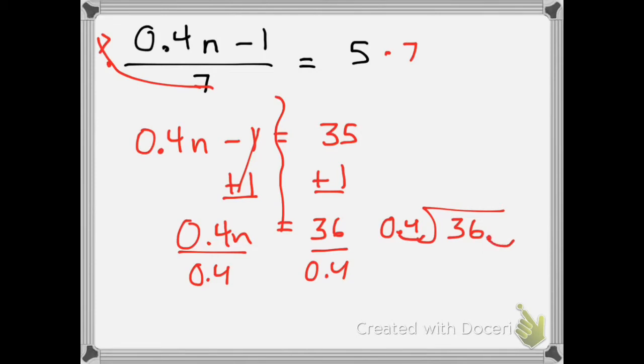We just don't see it. Slide once here, put it in a 0. 4 goes into 36 9 times. We still have the 0 to worry about, so our final answer would be 90.